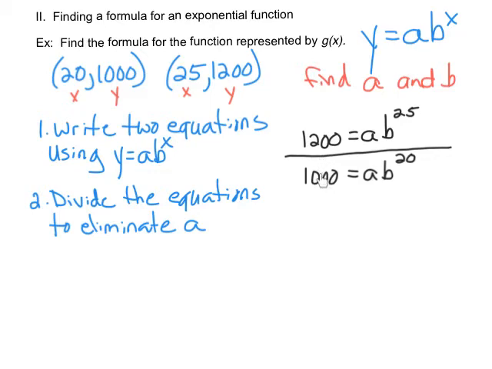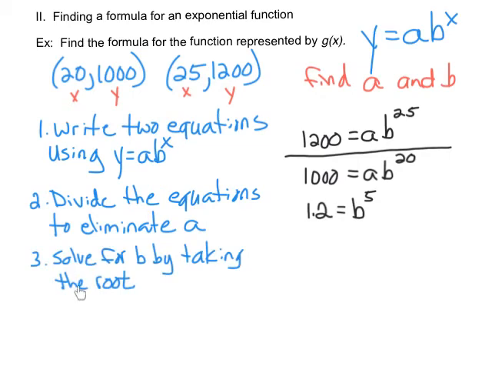This is division. And then over here my b stays, but since these are exponents, we're going to subtract. So we divide on this side, we subtract the exponents over here. My a's simplify to 1, so they divide away. And I'm left with 1.2 is equal to b to the 5th power. From there, you're just going to use your calculator and work backwards and undo b to the 5th to obtain a value for b.